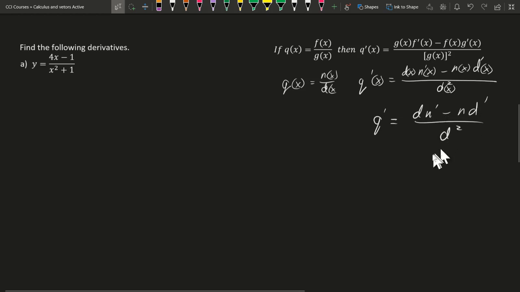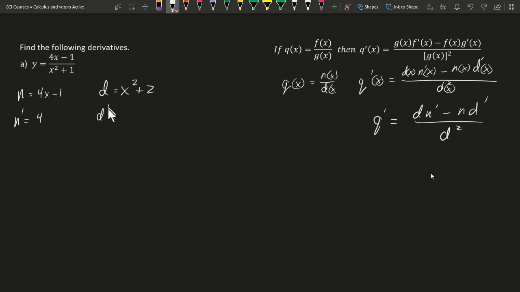So noting that that's the case, I go ahead and I assign n being 4x minus 1, and d is x squared plus 2. So therefore, n prime is 4, and d prime is 2x. And so now, just like the product rule, it's this times this, but instead of plus, it's a minus this times this. So it's n prime d minus n d prime. So I'm going to go ahead and write that down.